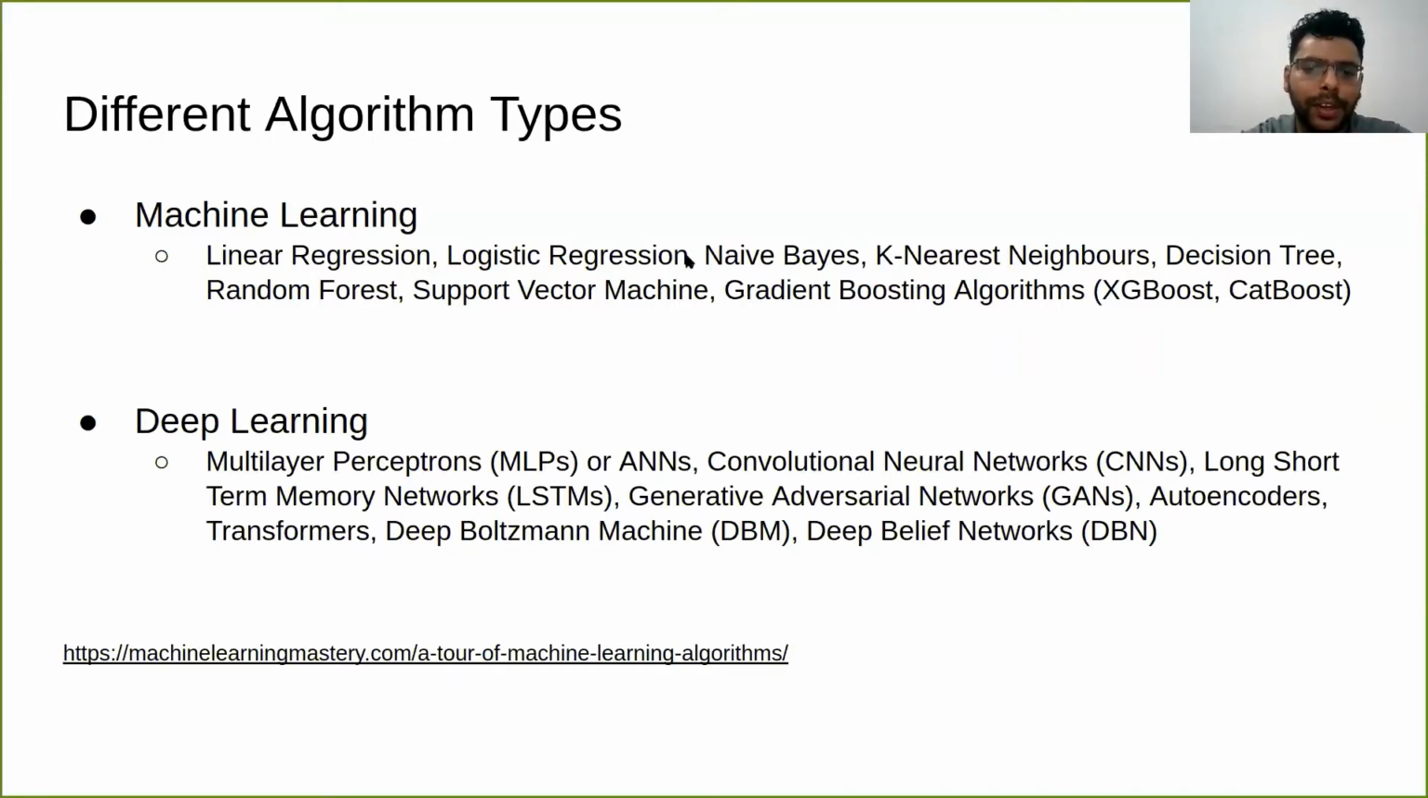For example, logistic regression you can use for both regression and classification. Support vector machine you can use for both classification and regression-based problems. Gradient boosting algorithms like XGBoost, and there's also CatBoost and so on, you can also use for both classification and regression-based problems. So these are the most commonly used machine learning algorithms in research and in industry. Then we have deep learning, with different deep learning models.